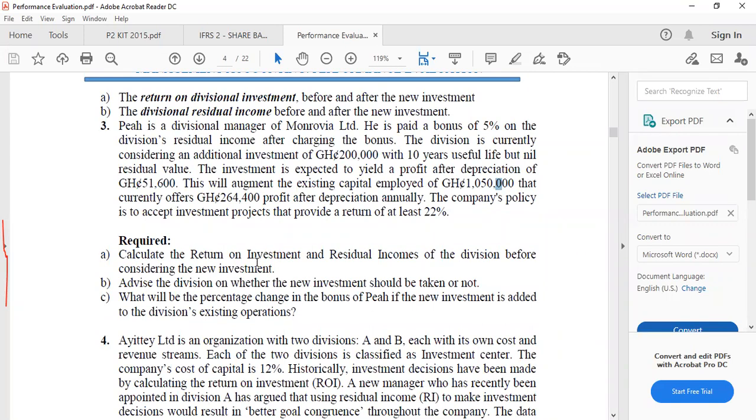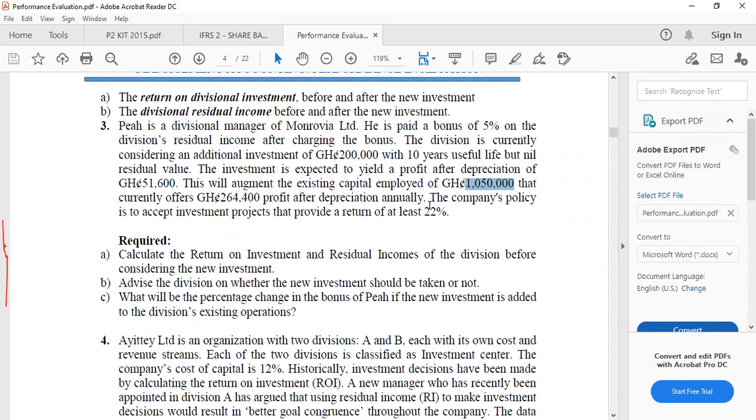If you come to residual income, you calculate the 22% on the old investment, which is the 1,050,000, you get that, you subtract it from this profit. If you come to after, you add the profit of the two, you add the investment of the two and calculate your 22% on it and take it from the profit.